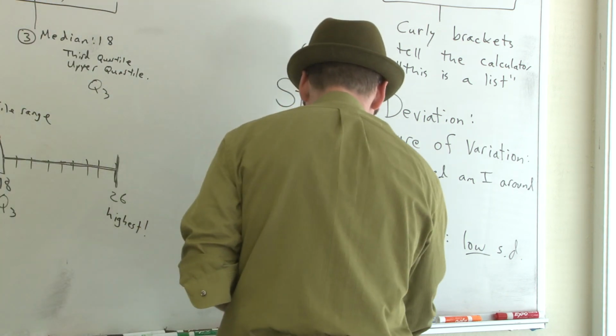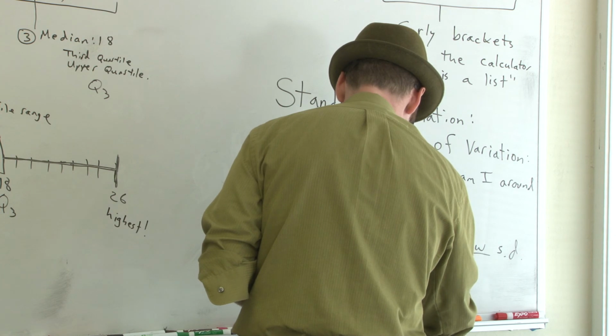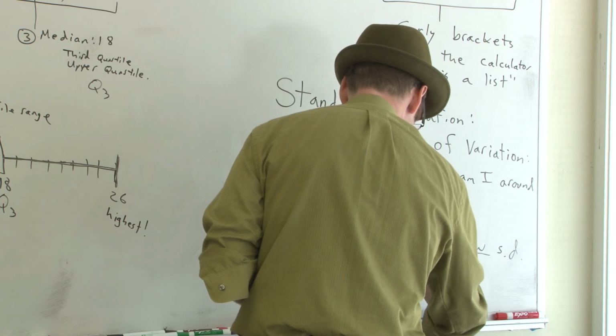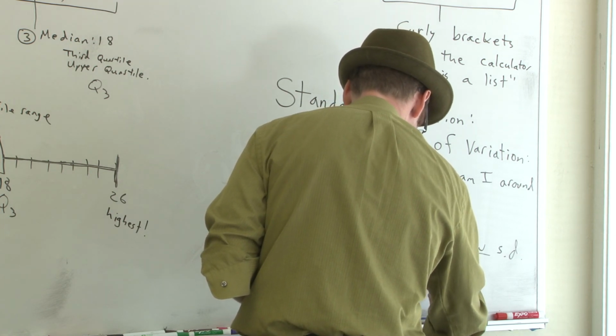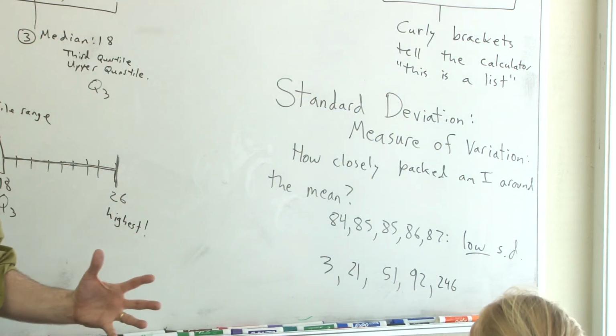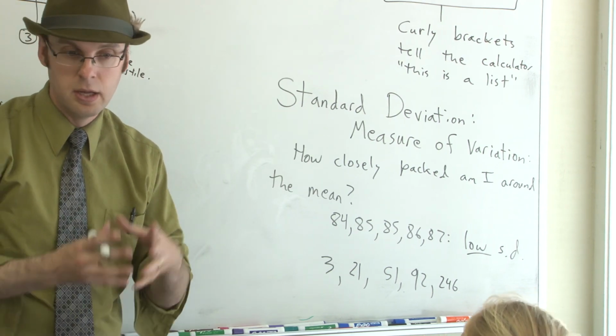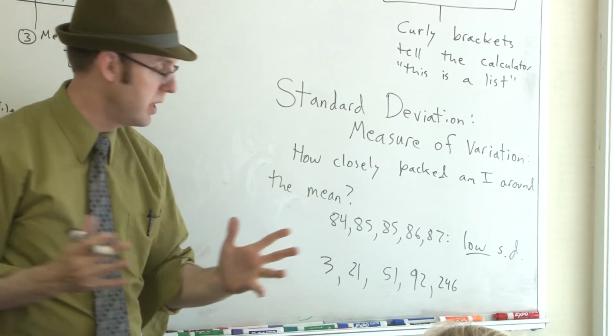But if I have 3, 21, 51, 92, 246, those guys are pretty spread out. So that's going to have a really high standard deviation because there's a lot of spread.